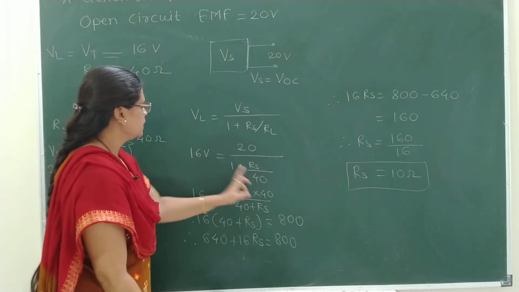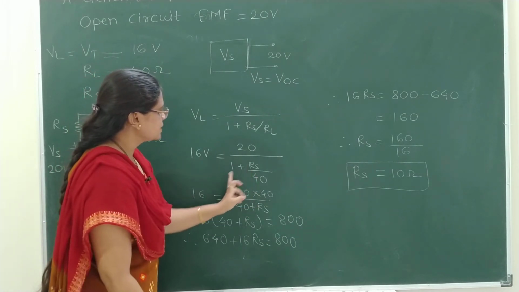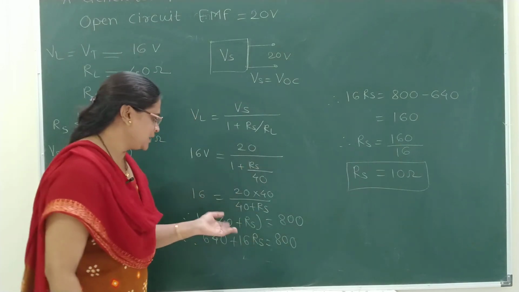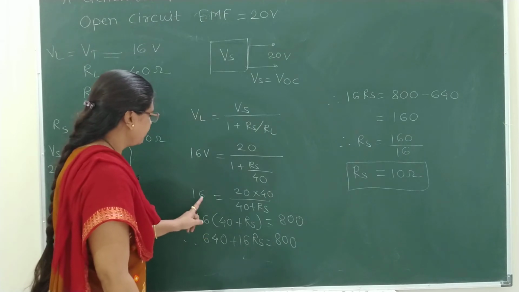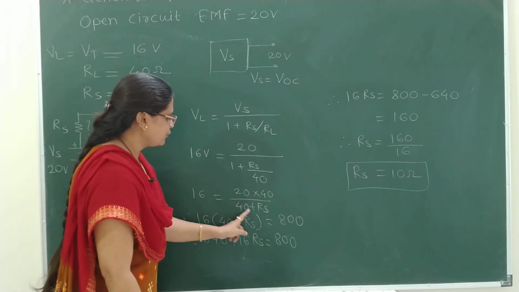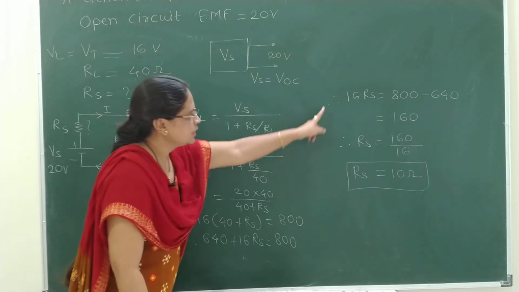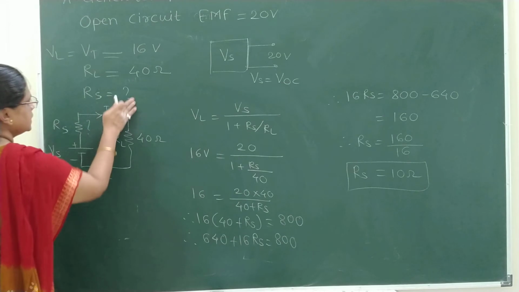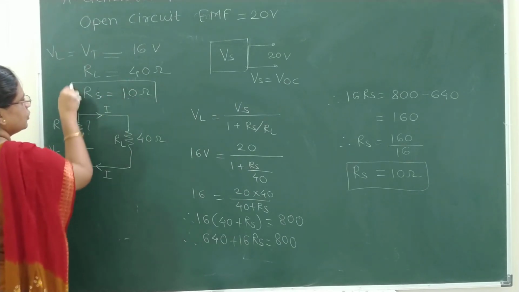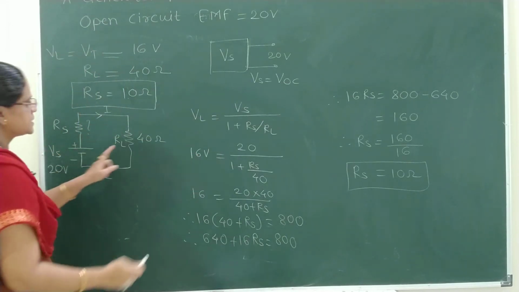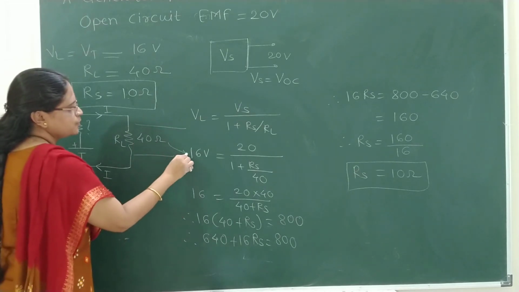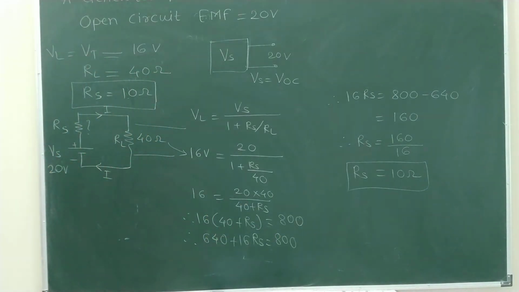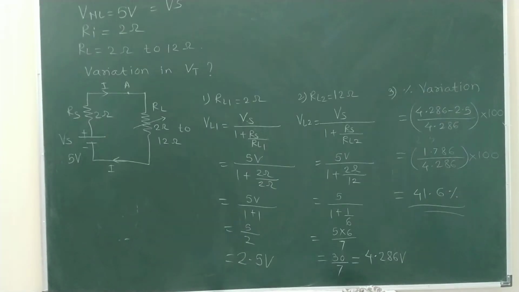So solve this equation. In the denominator, 40 plus Rs upon 40, the denominator 40 comes in the numerator as the multiplier. So the equation becomes 16 is equal to 20 into 40 upon 40 plus Rs. By solving this equation, we get Rs equal to 10 ohm. So how much is the internal resistance? That is 10 ohm, where 20 volt gets converted to an output voltage of 16 volt. Let's try another such calculation.